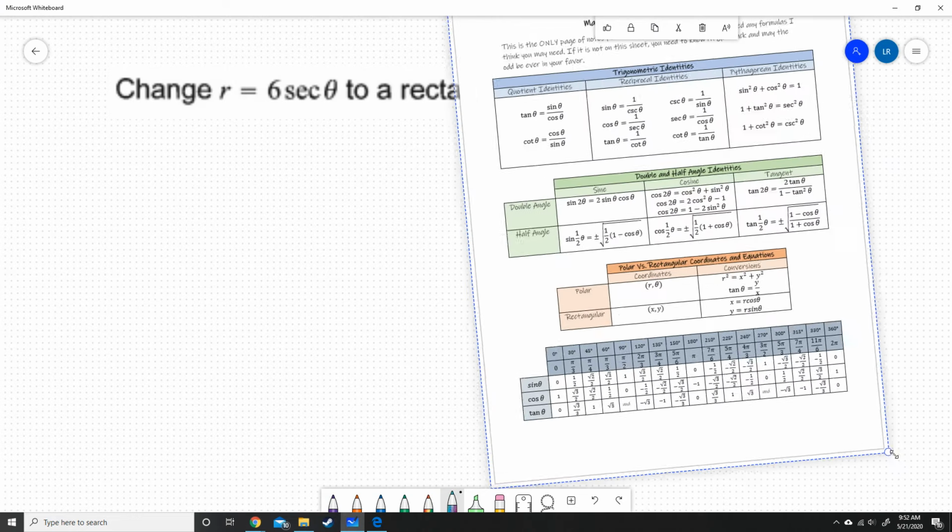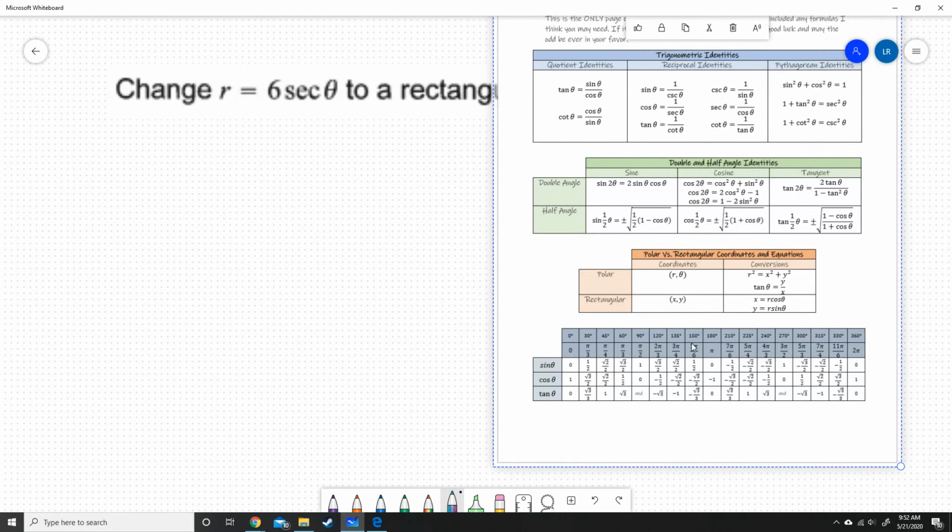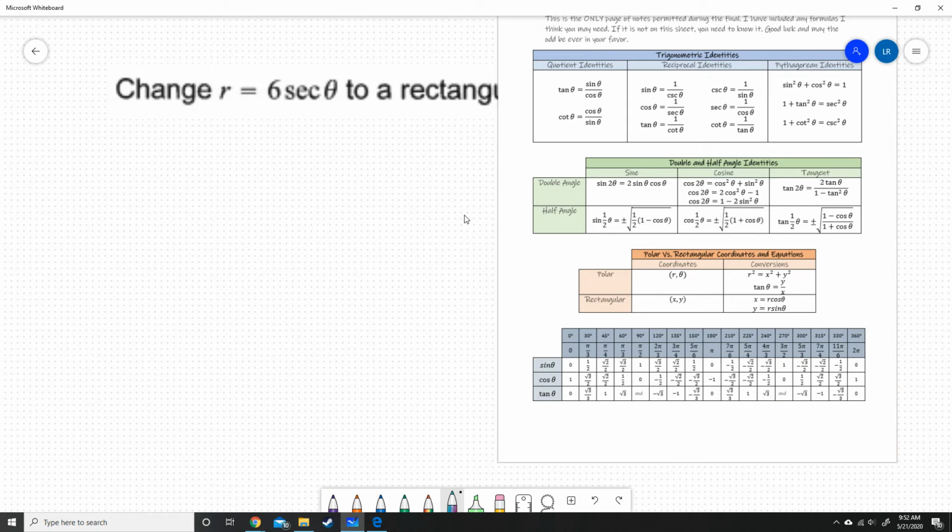We have this fun little cheat sheet, and this works for coordinates and for equations. What we know is that r squared is equivalent to x squared plus y squared, and that x is equivalent to r cosine of theta and y is equivalent to r sine of theta. So let's see what we can do to manipulate this equation to get something in that manner.